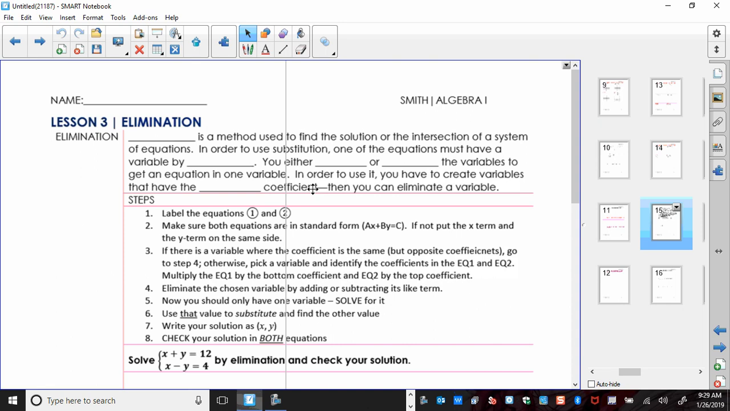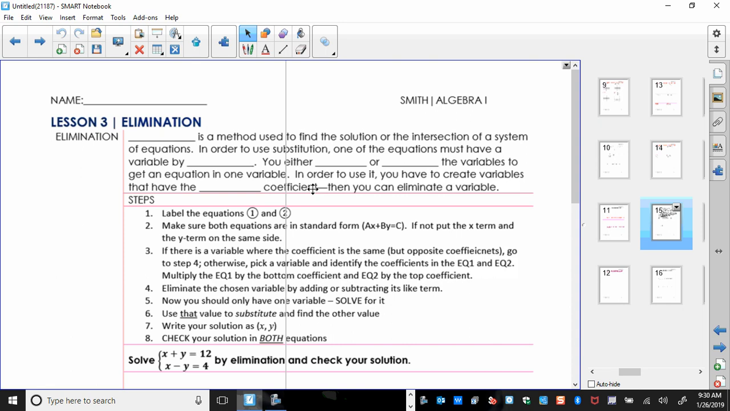This is lesson 3, as we're still in unit 7. We have approximately 2 more lessons. This lesson 3 is on elimination. What we've been doing so far is graphically solving for solutions or intersections. We've been substituting expressions to solve for solutions or intersections.